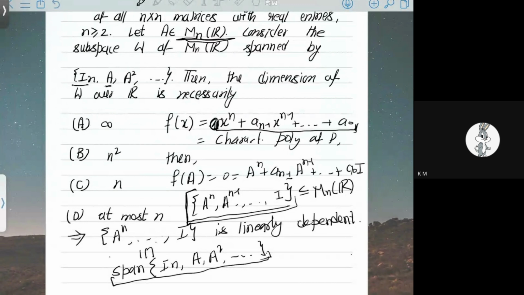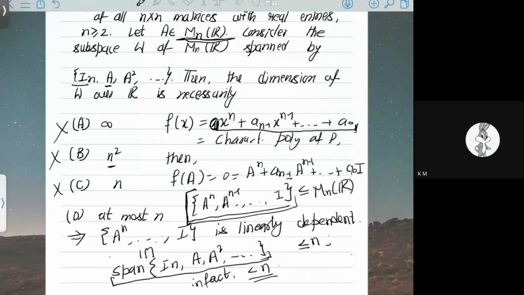the dimension of this set is less than or equal to n. In fact, strictly less than n. So it cannot be infinity first. Fine, because this is strictly less than n, so it cannot be infinity. It cannot be n square because it is strictly less than n. It cannot be n.